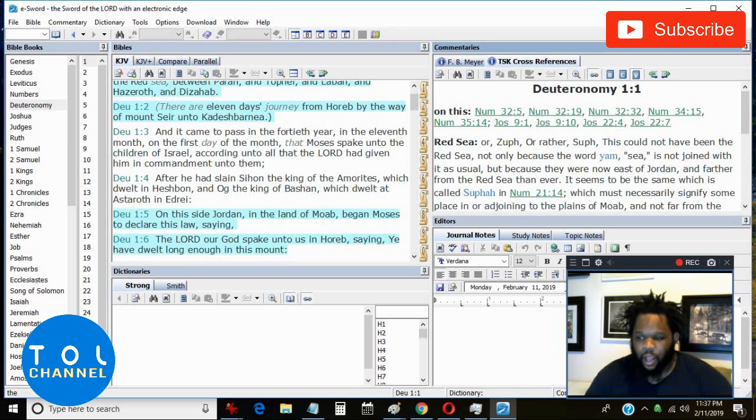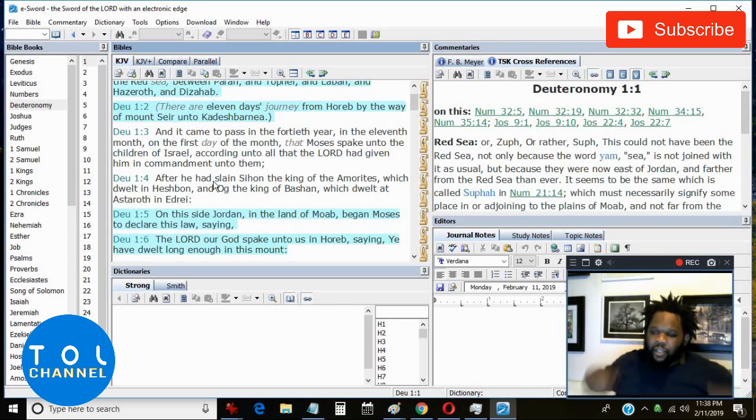Deuteronomy 1, 5 through 6. And how do we know it's on the east side? Because look, remember when I said in Genesis that Lot went east and Abraham went west? Now let's go over this. Deuteronomy 1:5. You could be taking notes, writing all this down as I go. How do we know that we're still on the east side and the Red Sea is still on the east side? 1:5 says, on this side of the Jordan, in the land of Moab, began Moses to declare this law, saying, Yah spoke to us in Horeb, saying, ye have dwelt long enough in this mount. So you can clearly see that we crossed the Red Sea.